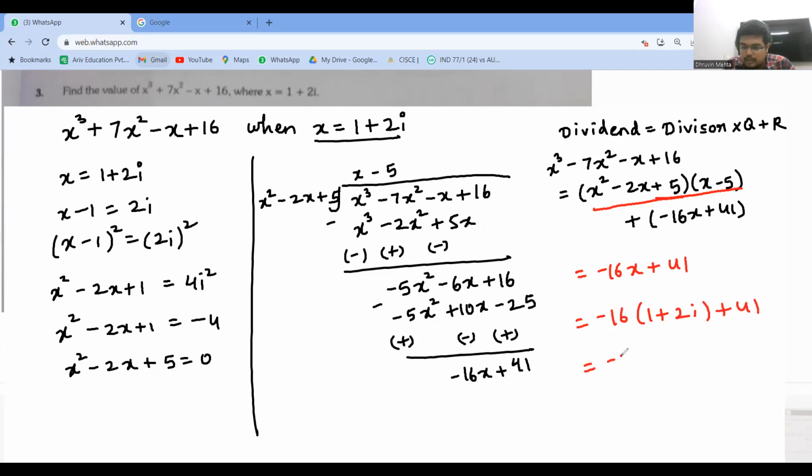So this will be minus 16 plus, sorry, minus 32i plus 41. So 41 minus 16 is 25, 25 minus 32i. That will be the final answer. Done. हाँ सर. ठीक है, चल आगे बढ़ता है.